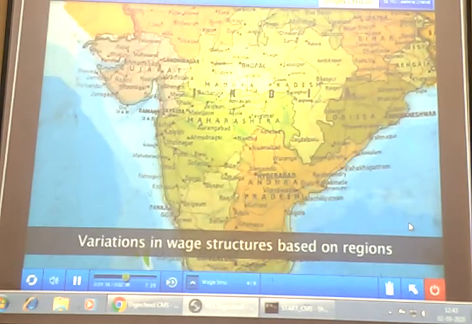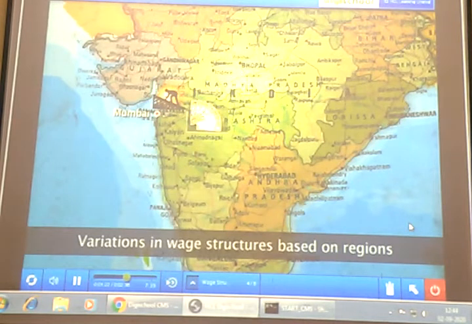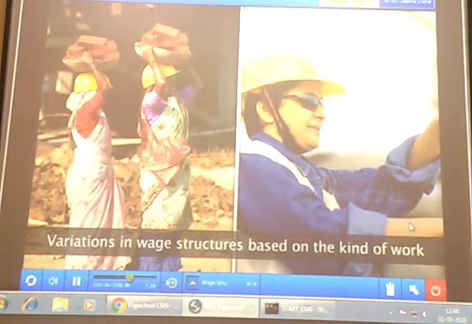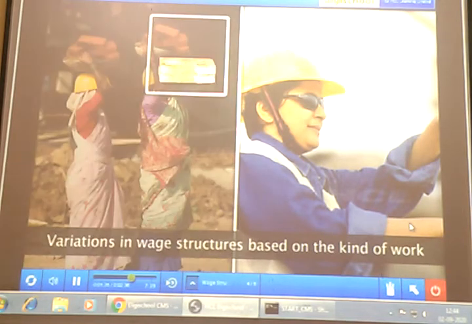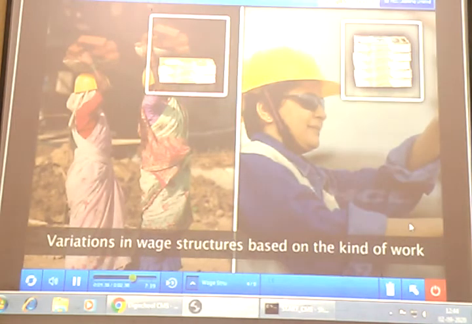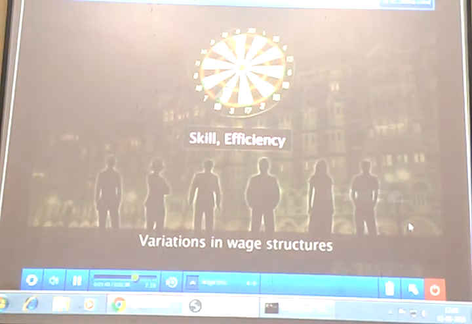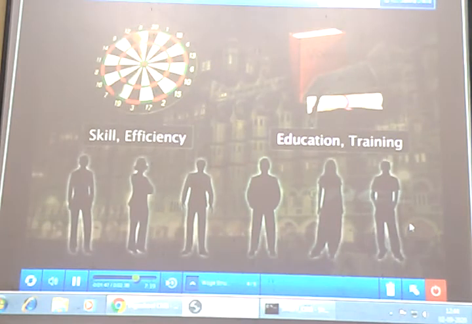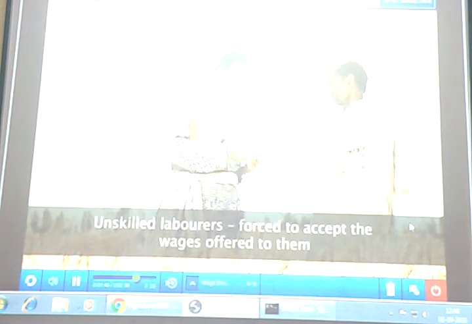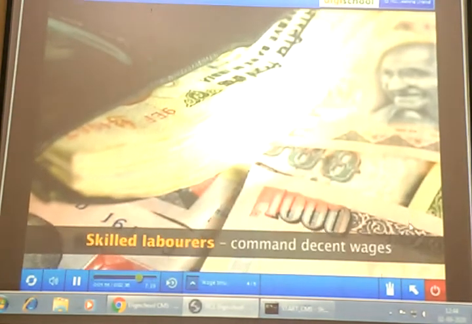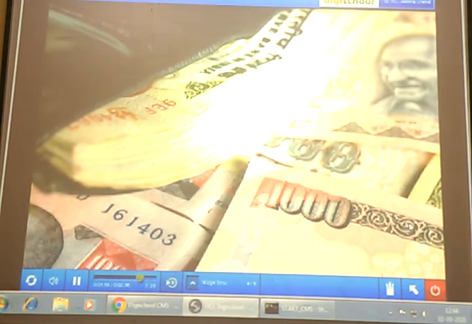For example, a construction worker in Mumbai may be paid far more than a construction worker in a smaller town like Nagpur. Wages will also vary depending on the kind of work done. For example, a construction worker who is laying bricks will be paid less than a supervisor who is overseeing construction on the site. People's wages also vary depending on their skill, efficiency, education, and training. Unskilled laborers have a weak bargaining power, and they have to accept the wages offered to them. On the other hand, skilled laborers can command decent wages.